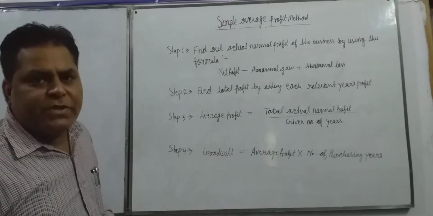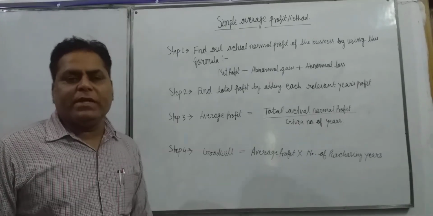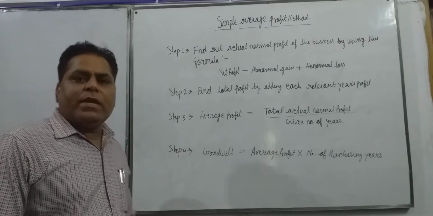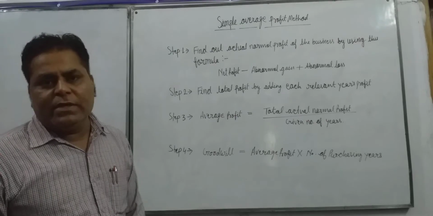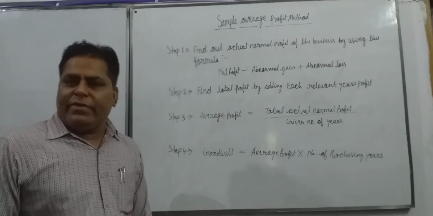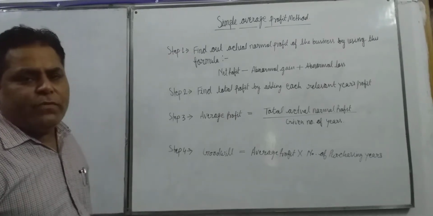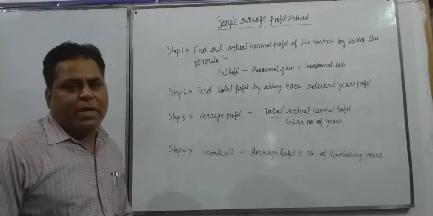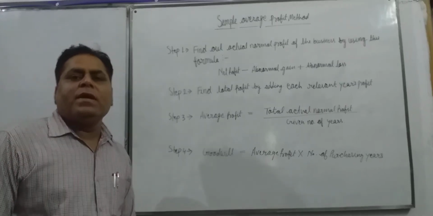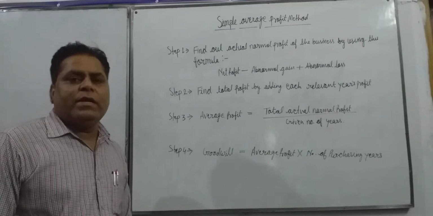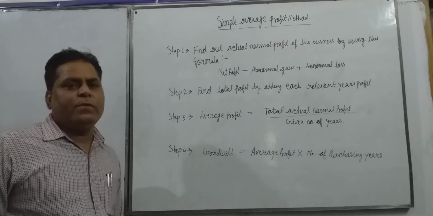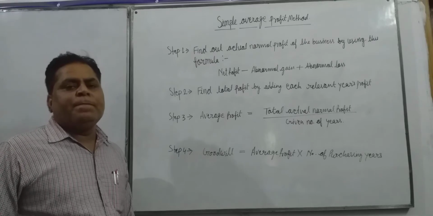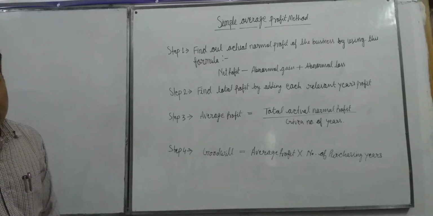In my previous video I explained that there are three methods. Out of these three methods, I am going to explain the first method, which is the average profit method. The average profit method is basically divided into two parts: number one, the simple average profit method, and number two, the weighted average profit method. First, I am going to explain the simple average profit method.